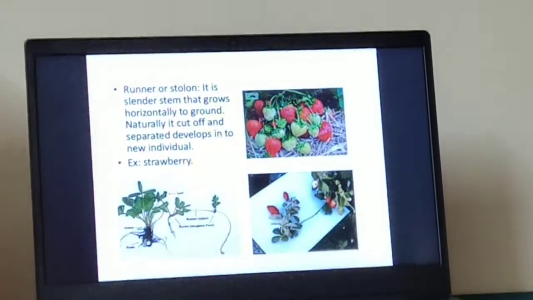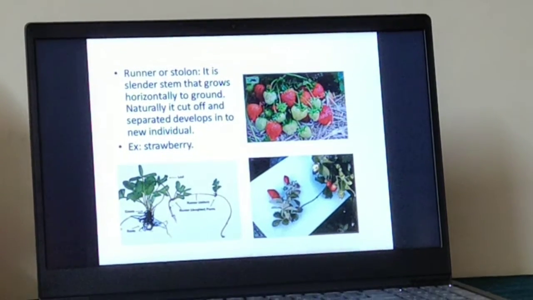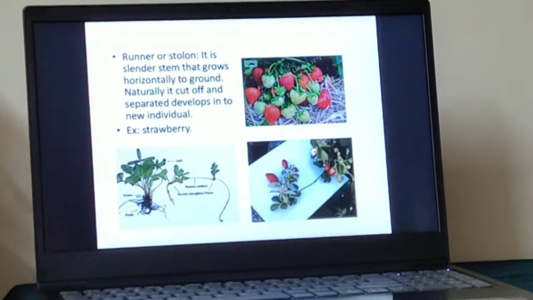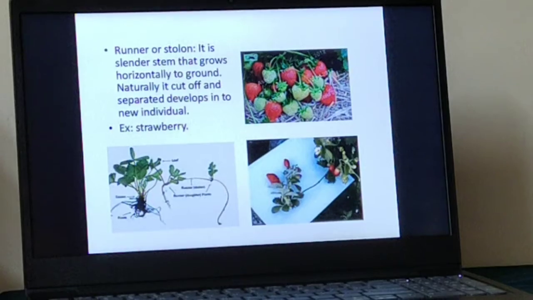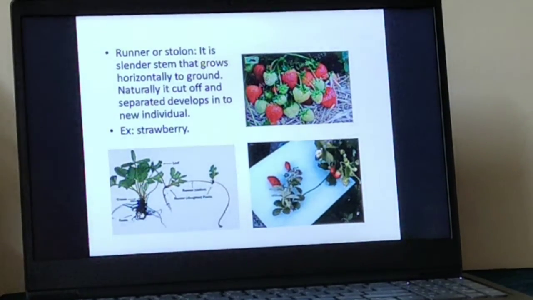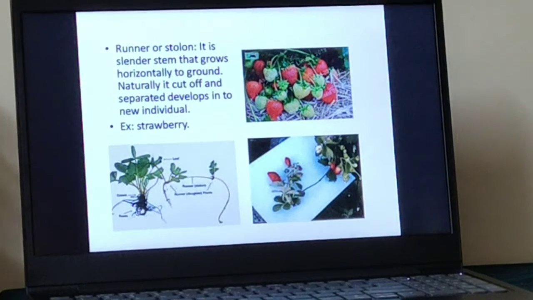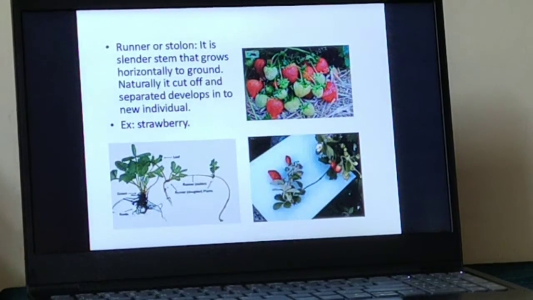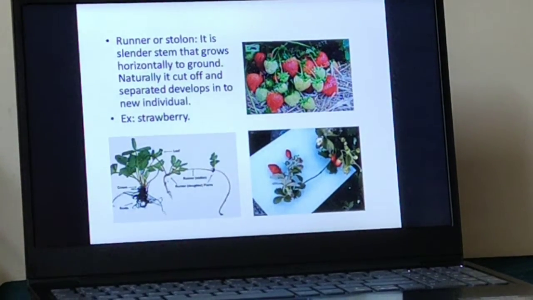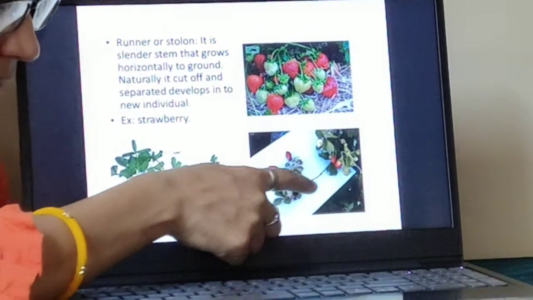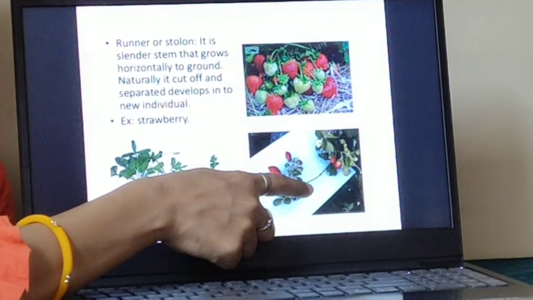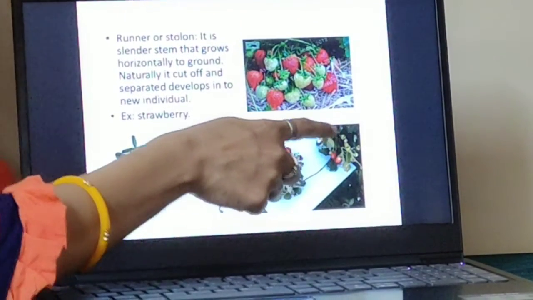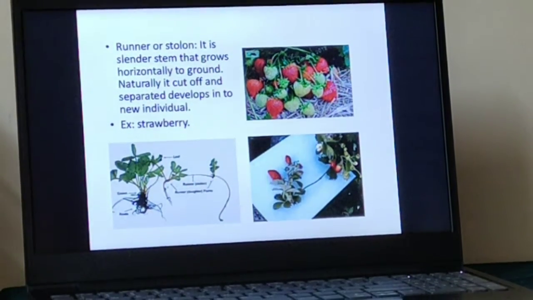Now runners, what? It is a slender stem. If we take the example of grasses, how do grasses increase their species if we grow just one? The grass contains one slender stem which runs above the ground, horizontal to the ground level, and when it comes in contact with the soil, it will again give rise to new grass. This slender stem is known as a runner. You can see here a slender stem which is called a runner. The runner is a vegetative part which comes in contact with soil and gives rise to a new plant.